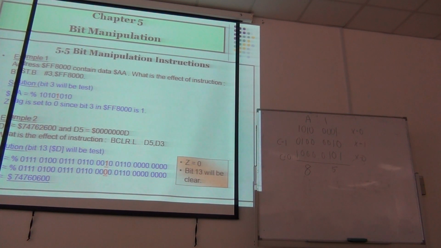You need to put the value in the FF8000 location, and then you can do the bit test.byte number 3. Remember how to put the value AA to the particular location. How? That is wrong.